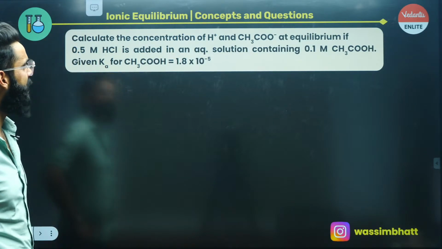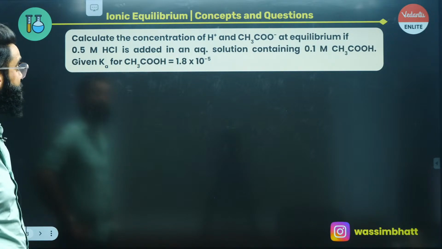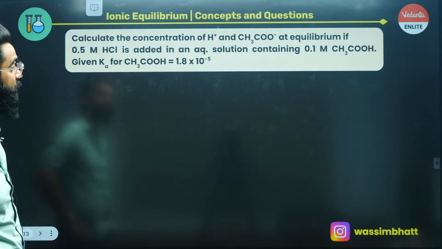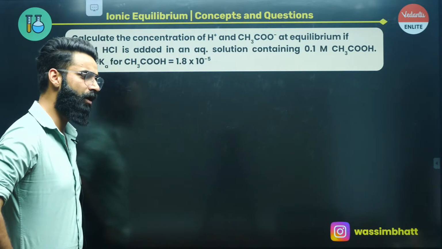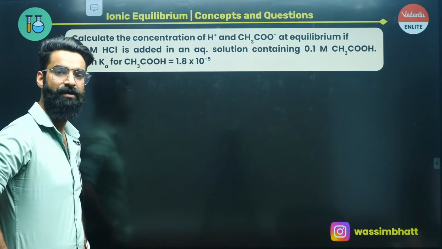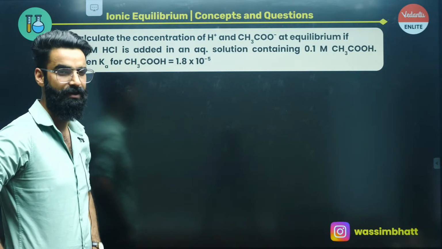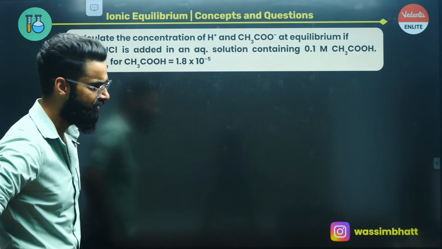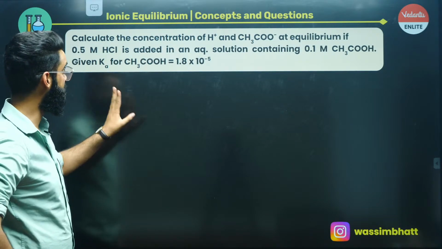Calculate the concentration of H positive and CH3COO negative at equilibrium if 0.5 molar HCl is added in an aqueous solution containing 0.1 molar CH3COOH. Given Ka for acetic acid is 1.8 (into 10 raised to the power minus 5). Again, you are going to solve the equation by following the same concept, that's common ion effect. You're going to use the common ion effect and try to solve the equation in a similar way, the way I solved the earlier equation. The equation is based on the same thing.